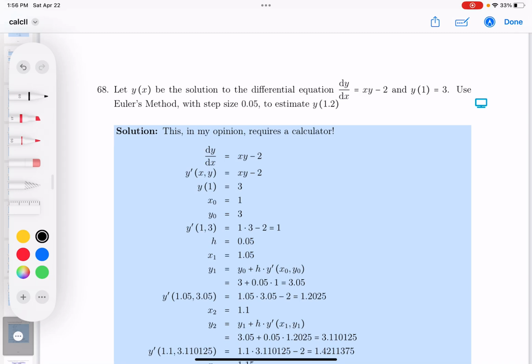Okay, for 68, again, I think it's kind of an unfair exam question. Unless you're really good at using a calculator or something, it seems like a lot of computation, easy to make a mistake or get confused. All right, but anyway, what you're given is a starting point.